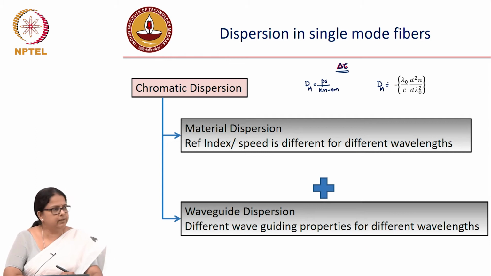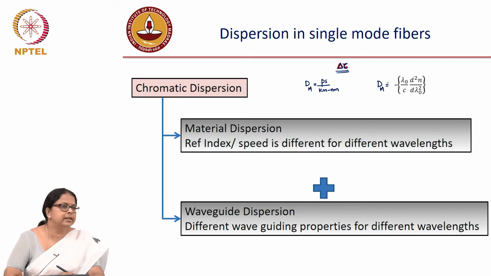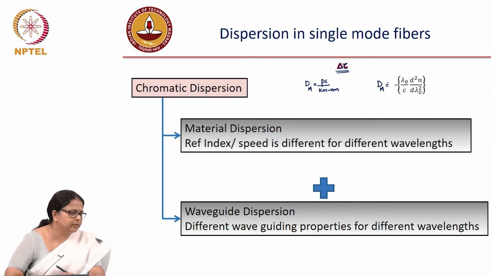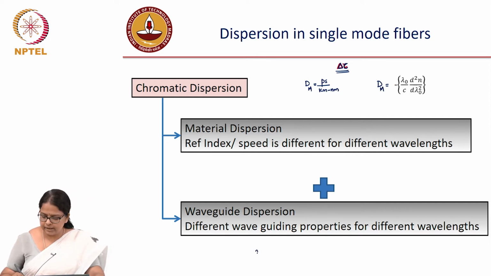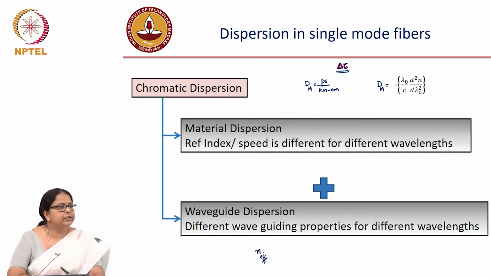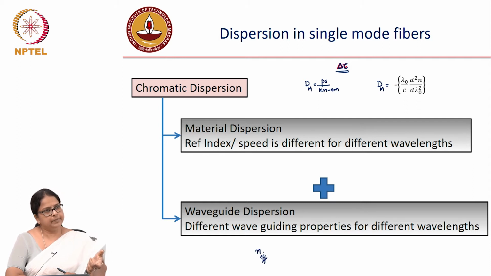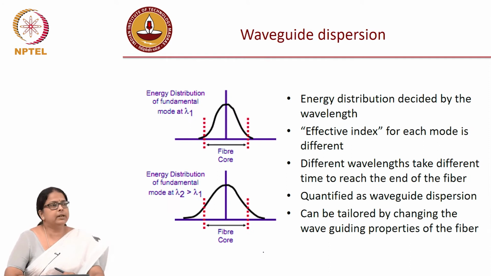Now, we need to move on to waveguide dispersion, and as somebody had pointed out earlier, waveguide dispersion is because the fiber is a waveguide. So, you have several modes supported in the fiber. Each mode is travelling with a different n effective, and that is different for different lambda, and hence you have waveguide dispersion even in a single mode fiber, because if you have only one mode, there is only one n effective, but that n effective is also a function of lambda, and that gives you waveguide dispersion.